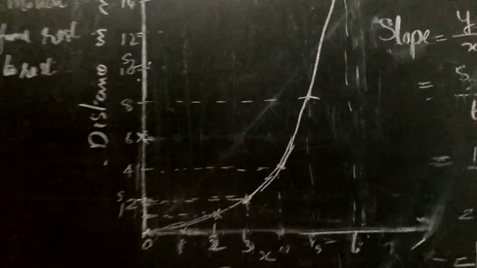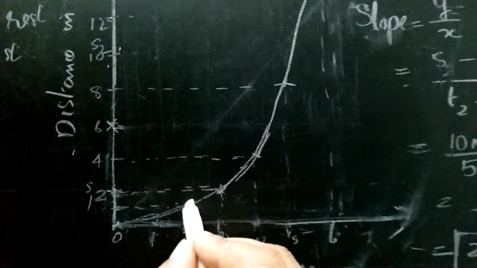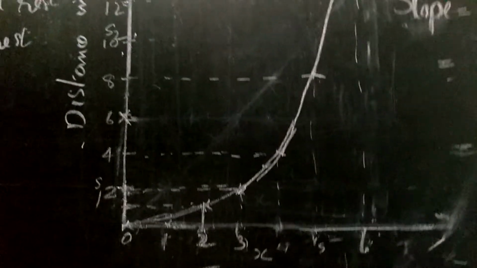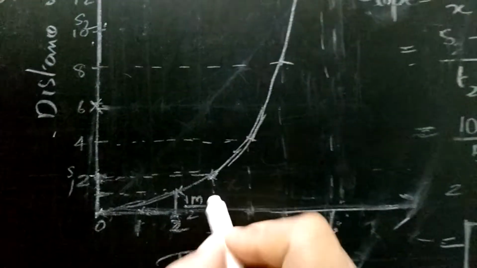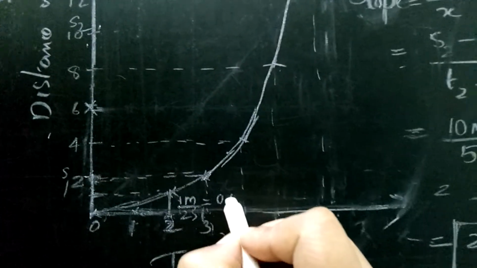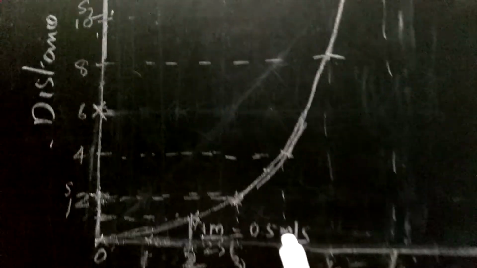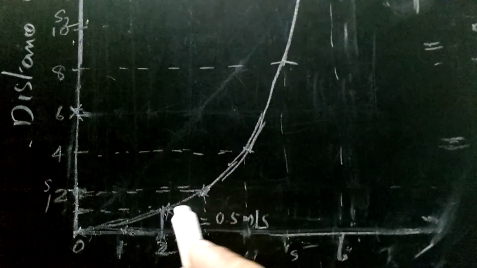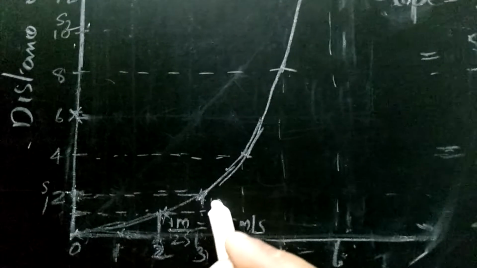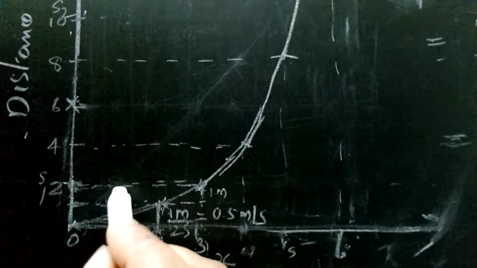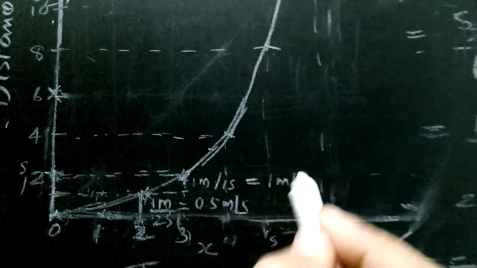We can calculate the speed at each second. Suppose you calculate the speed after 2 seconds, it will be 1 meter divided by 2 seconds, that means 0.5 meter per second. Next, when you calculate the speed in the interval from 2 to 3 seconds, the distance is 1 meter divided by 1 second, so you will get 1 meter per second.